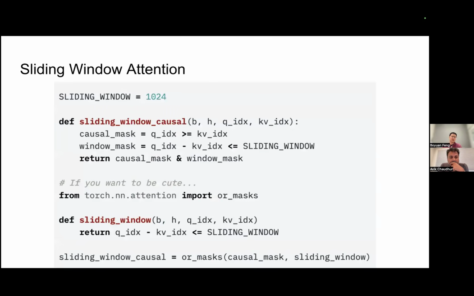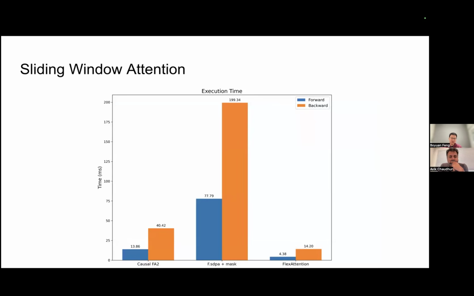A few more examples, like we can use it to implement the sliding window attention. Let's say this window mask just takes the difference between query index and the KV index and compares it with the sliding window: if it's too far away, we don't use it. Also, we can compose the causal mask with the window mask just with an element-wise AND operation. So this is some performance for the sliding window mask. We have the causal FA2, SDPA plus the mask, and finally FlexAttention. You see we have pretty good performance.